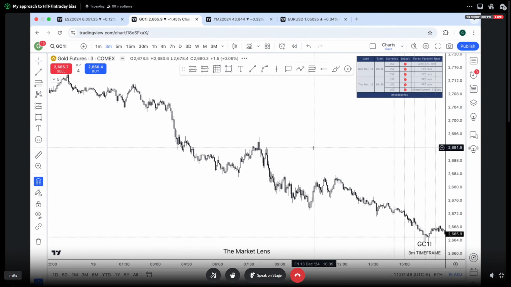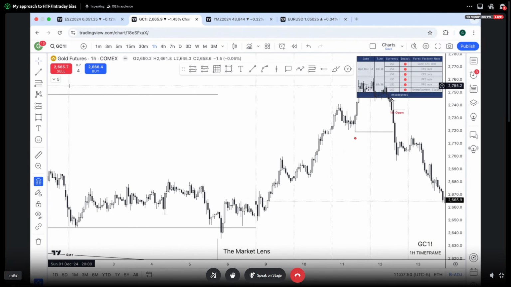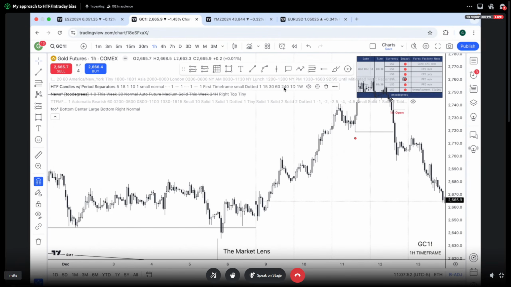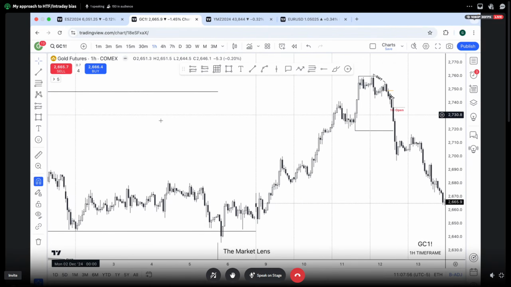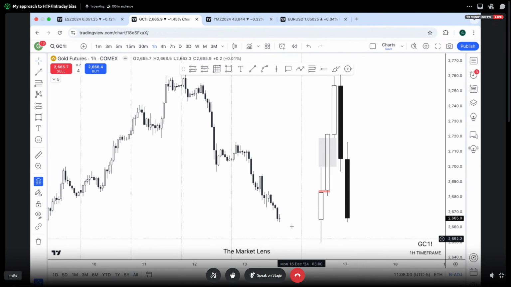Does that make sense? And they're the same thing, right? I'm trading away from manipulation. I'm using the daily price delivery, I'm using the economic calendar, you know, to match my continuation or manipulation narrative, right?